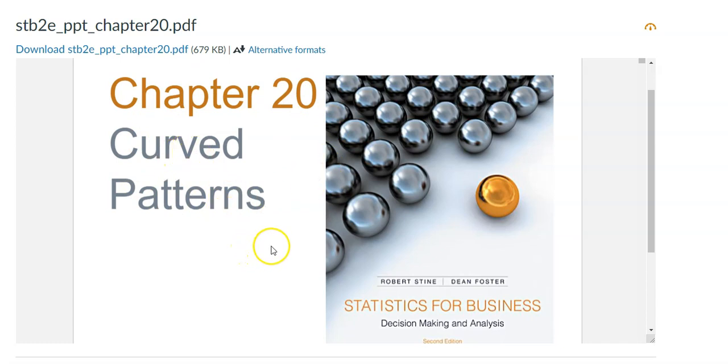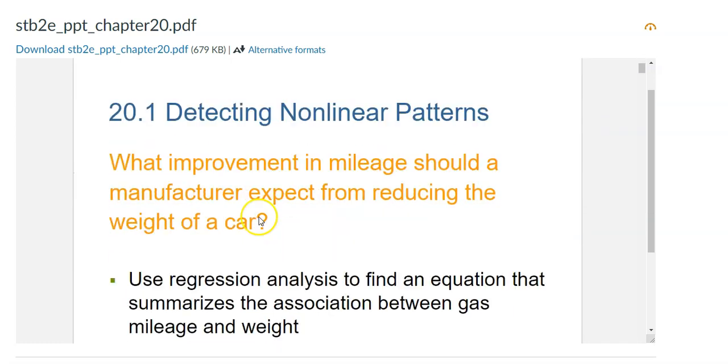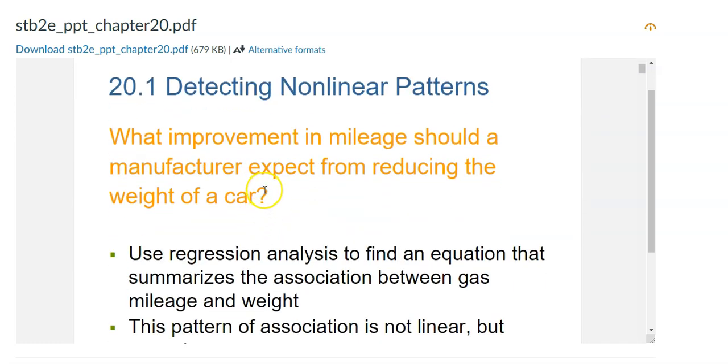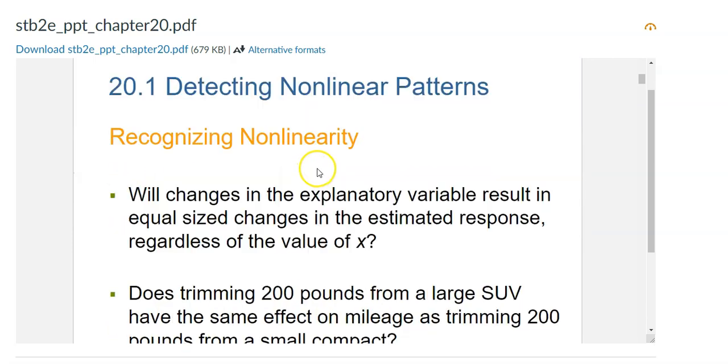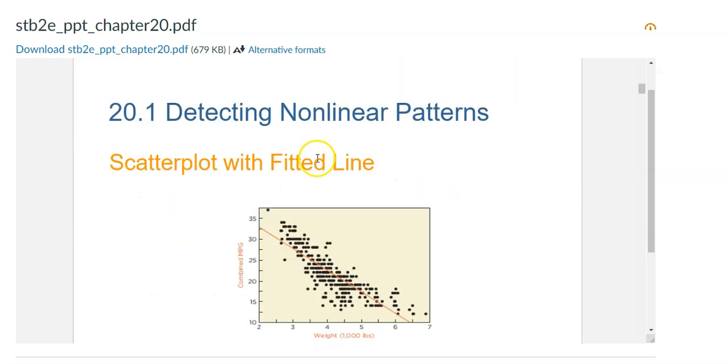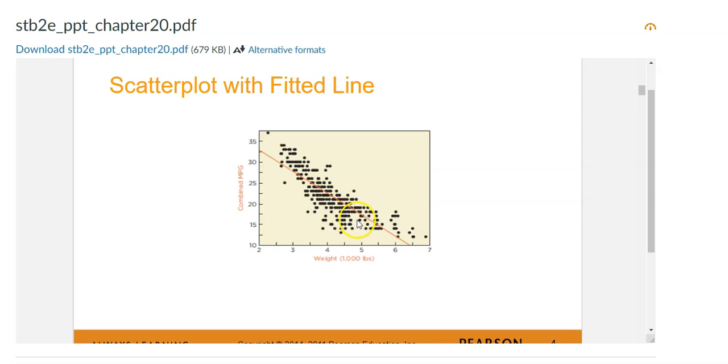We'll be really quick on this, and you need to read it from the book. You need to read this from the book, okay? Detecting nonlinear patterns. What improvement in mileage should a manufacturer expect from reducing the weight of a car? Looking at the scatter plot of this problem, which is in the book, you can see that this scatter plot shows a curved relation.